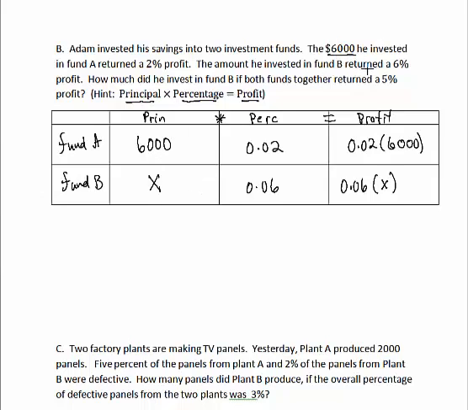So what were we told? Okay, we were told in the question, how much did he invest in Fund B? That's going to be our X. It's the only thing we don't know. So we'll use our variable for the principal of Fund B. If both funds together, combined, added together, had a profit of 5%.